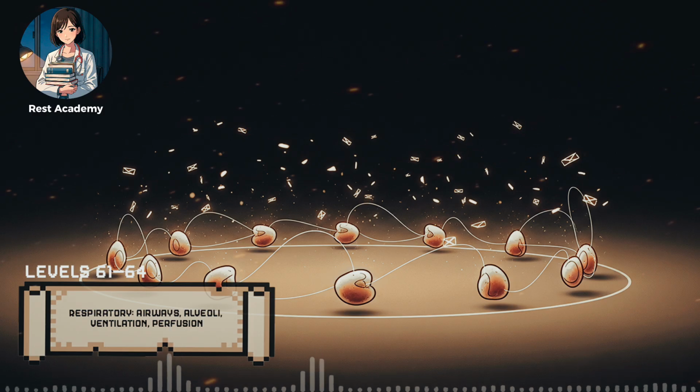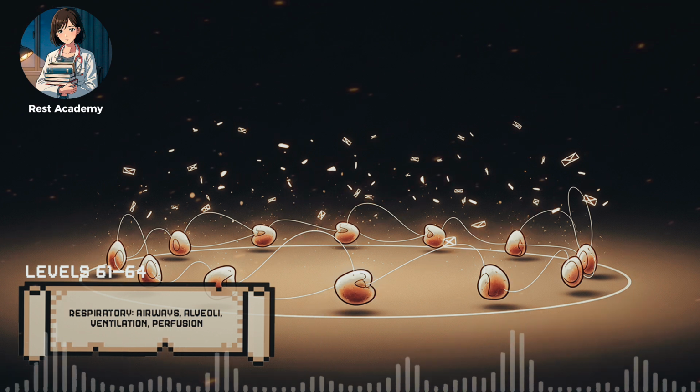The airway walls change along the path. Larger bronchi are lined with pseudostratified ciliated columnar epithelium, with goblet cells producing mucus. Smaller bronchioles shift to simple cuboidal cells with fewer goblet cells and more Clara cells, which secrete surfactant components and detoxifying enzymes. Alveoli are thin-walled sacs where gas exchange occurs.